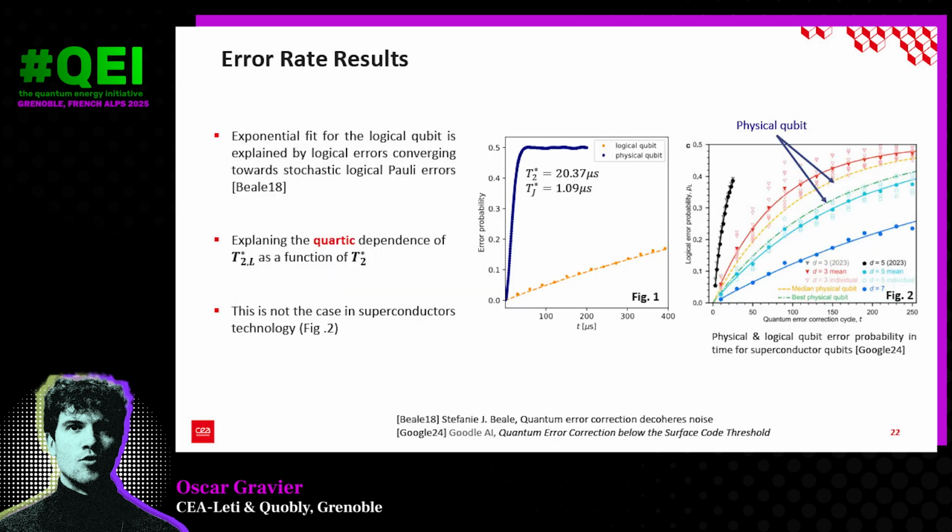And how can we understand this quartic dependency? It is based on the fact that the logical errors are converted towards stochastic logical Pauli errors, which means that here we have a Gaussian decay for the physical qubit, but as soon as we are correcting and extracting syndromes, we reproject our logical qubits to some Pauli errors, and so we don't have a Gaussian, but an exponential decay. And this is very good for spin qubits because, for example, in superconductors, we can't see such an advantage because both physical qubits and logical qubits have an exponential decay.